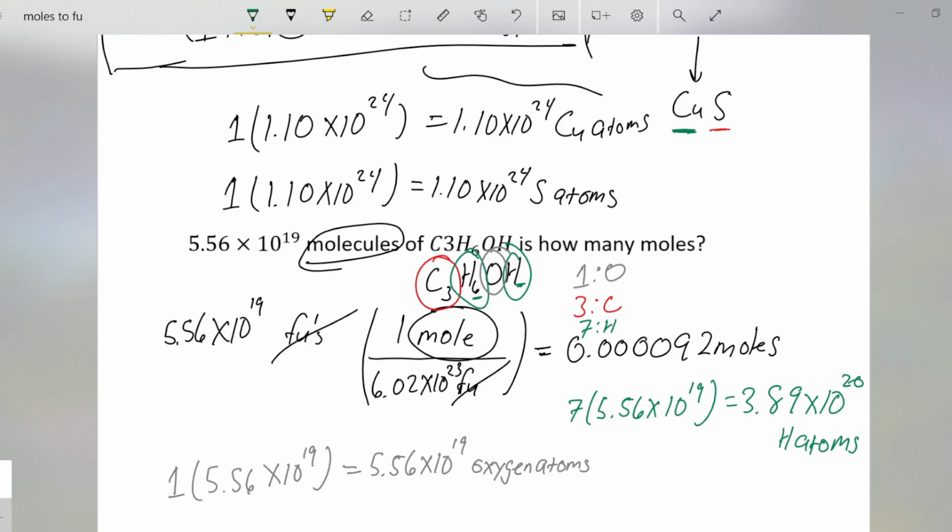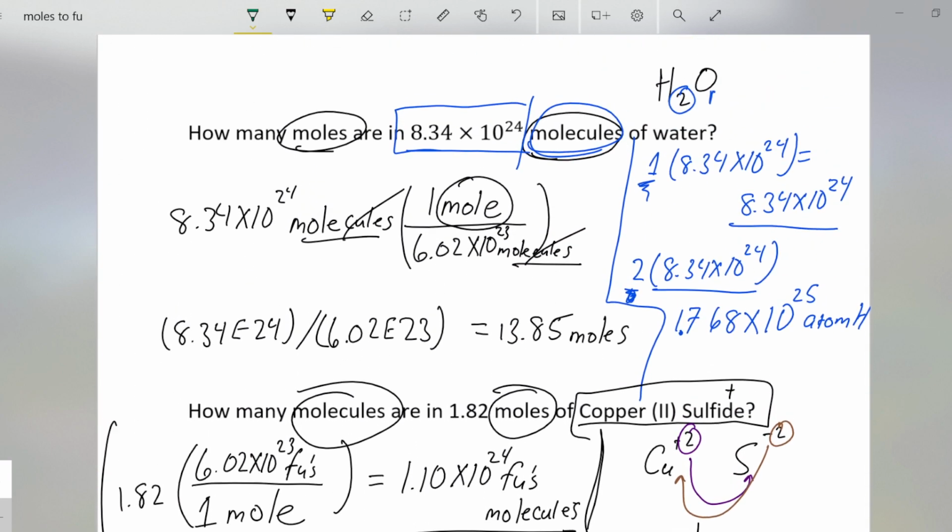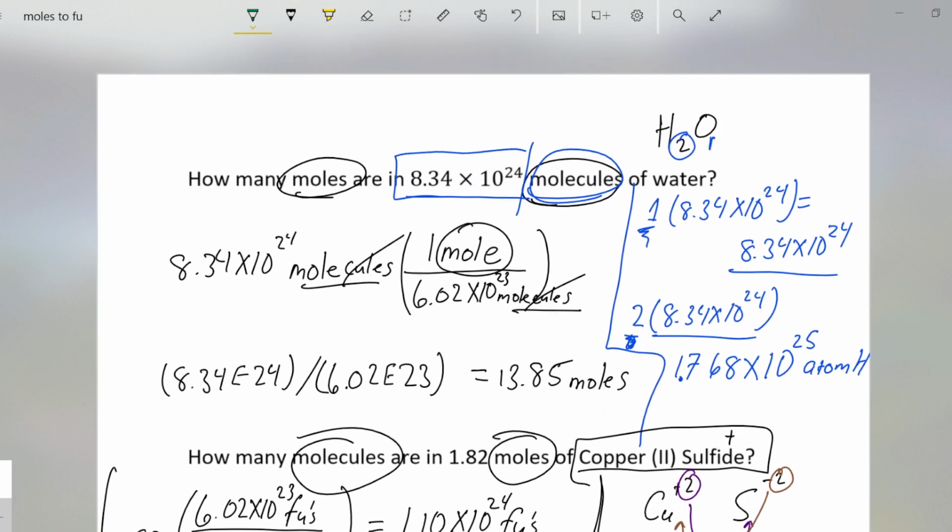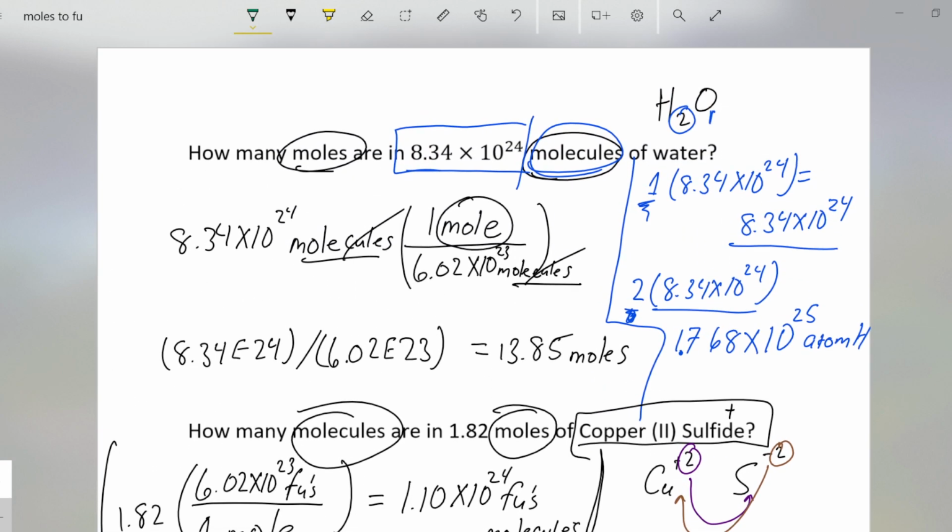Okay, so again, this is how we go from FU Island to Mole Island, or from Mole Island to FU Island. And also, if you have molecules like water or this C3H6OH or copper 2 sulfide, or somehow they will give it to you as a molecule, you can also figure out the number of atoms there are of each element in the molecule. Again, if hydrogen is one element and oxygen is the other element, then we can use the number of molecules of water, those are like our cups, and then multiply it by the number of balls in each of those cups.